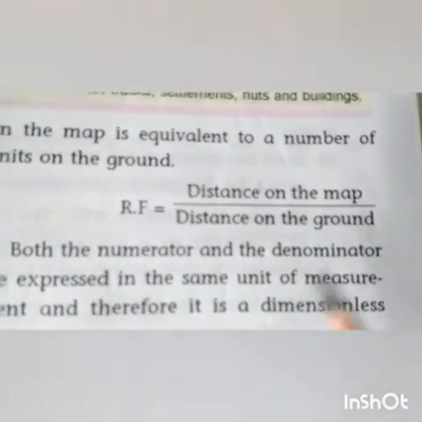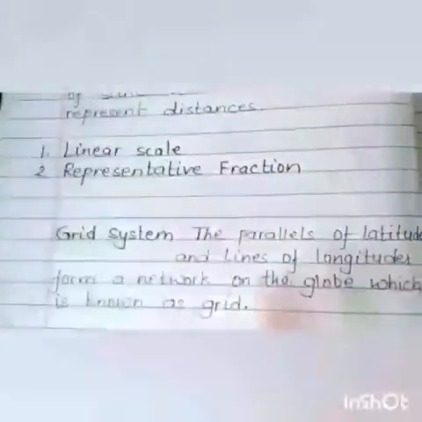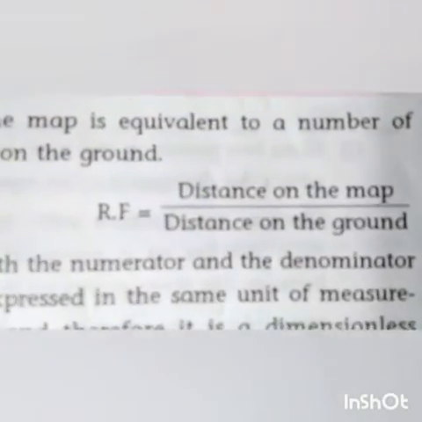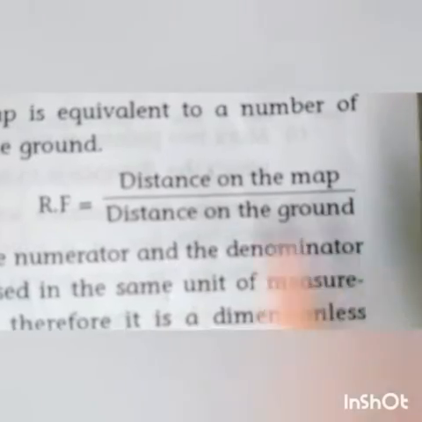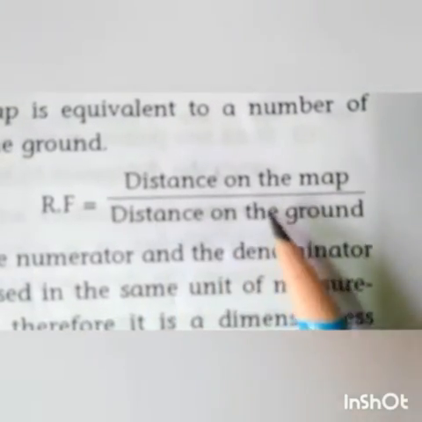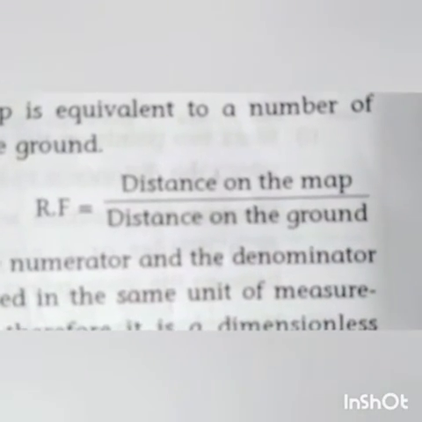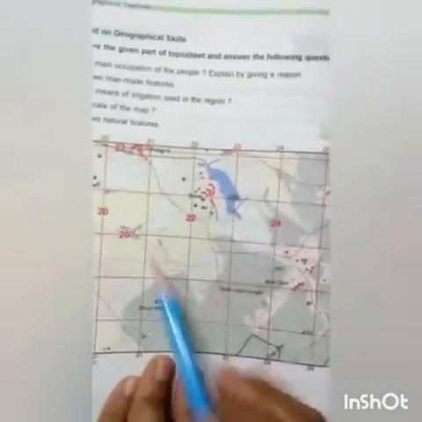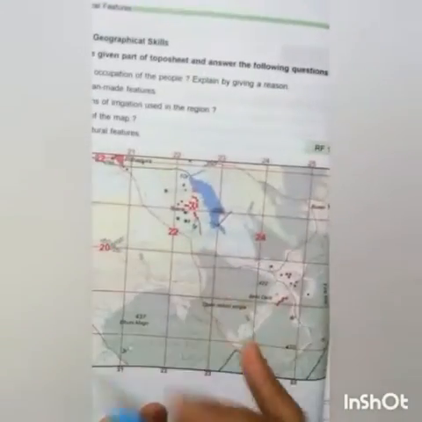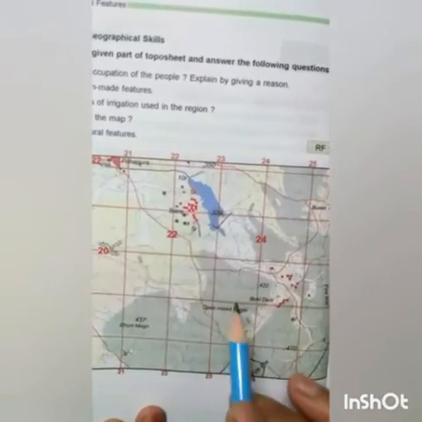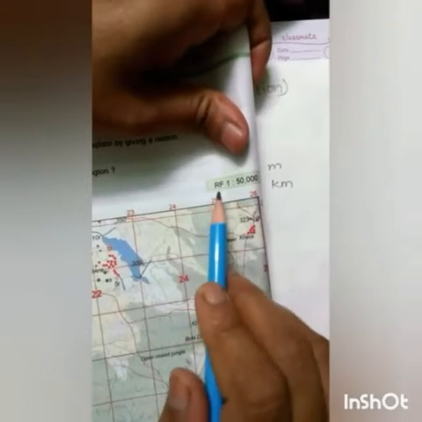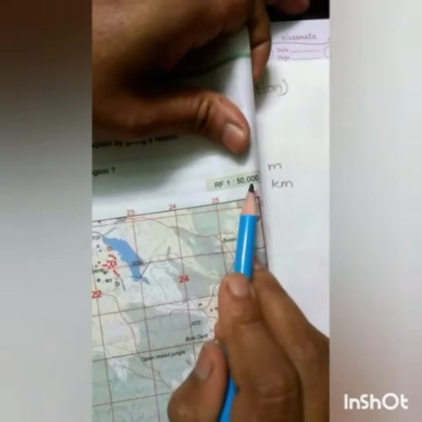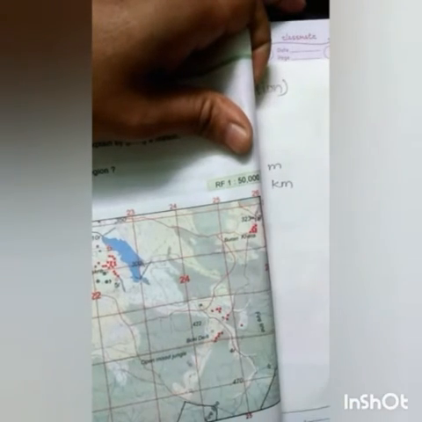Next is the representative fraction. How will we calculate it? Representative fraction is equal to distance on map upon distance on the ground. Now in this topo sheet, this is a large scale map. Here it is written RF, representative fraction, 1 is to 50,000.